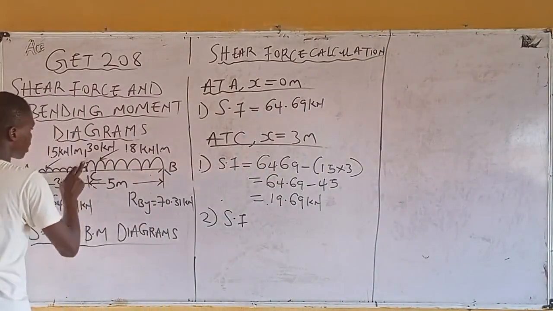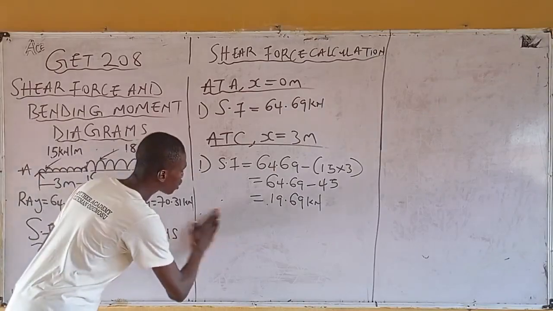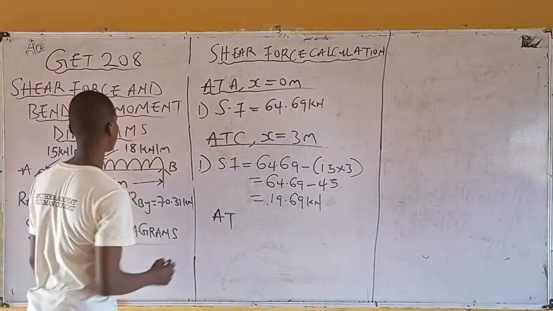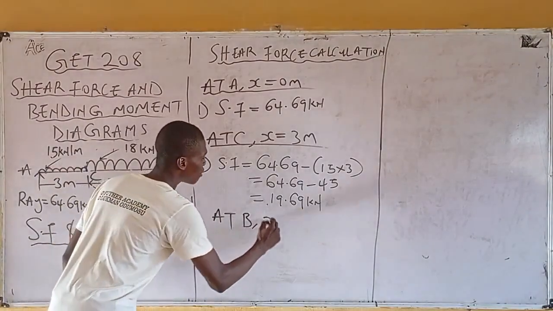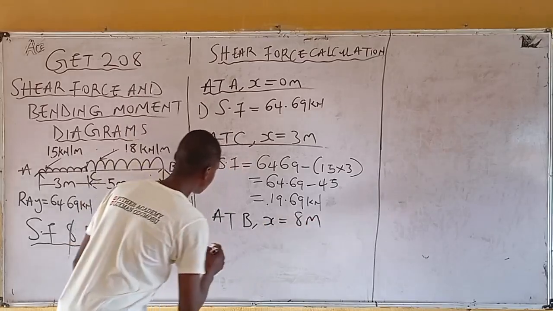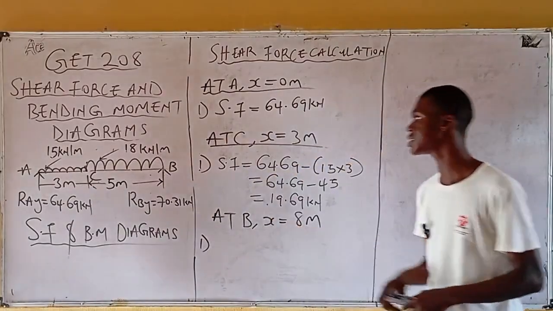This is what I have. Since I don't have a point load or there's no force there, the next point is what? At B. What is the value of X at B? 8 meters. Without solving, shear force is what here? 0. Without solving, shear force is 0. But let's see if truly is 0.